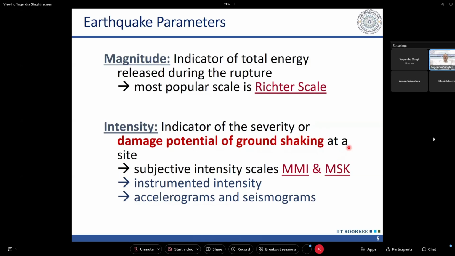Before instruments were available, people were quantifying this intensity by some subjective scales like MMI and MSK. Now we have the instrumented intensity scale, because we can measure PGA, PGV, and the whole response spectrum. We can get the ground motion itself through instrumentation, and then we represent it through accelerograms and seismograms as obtained from these instruments.